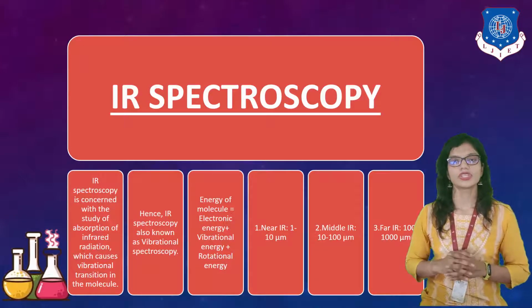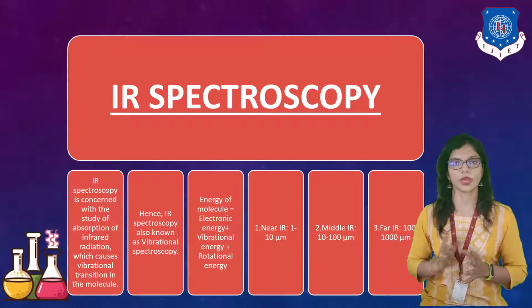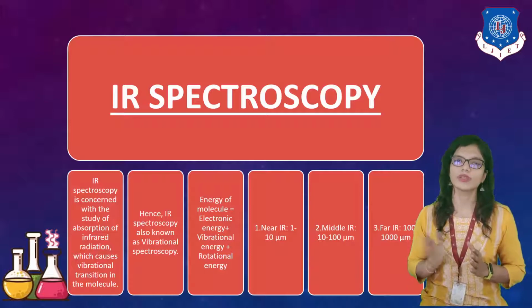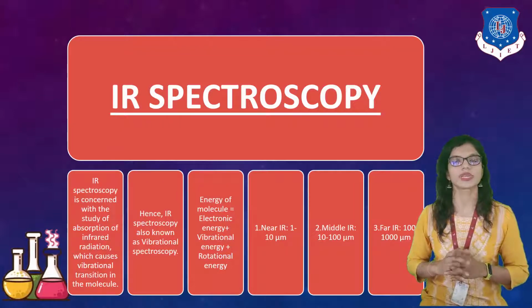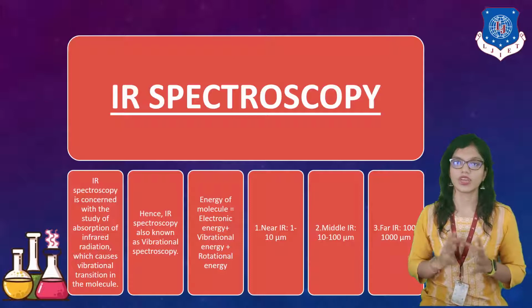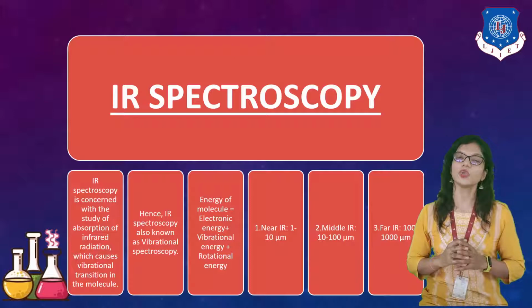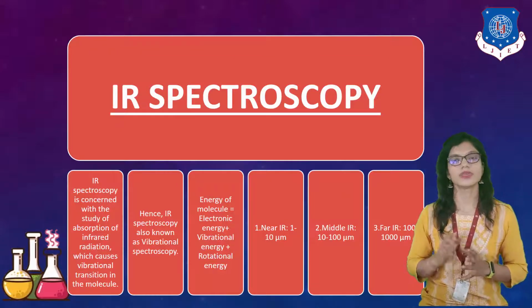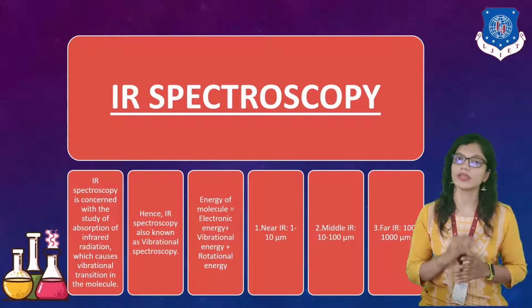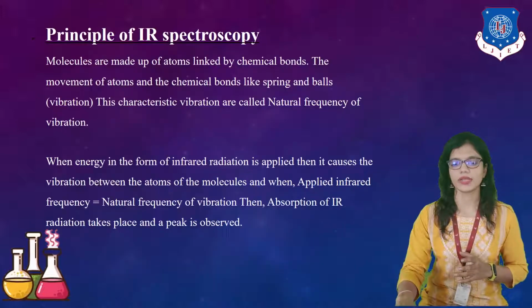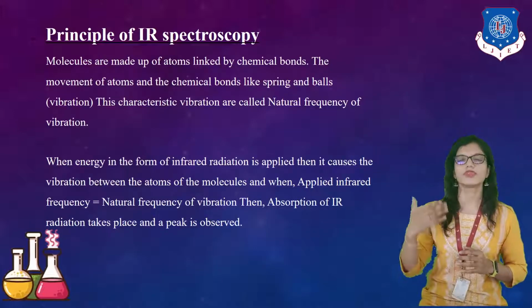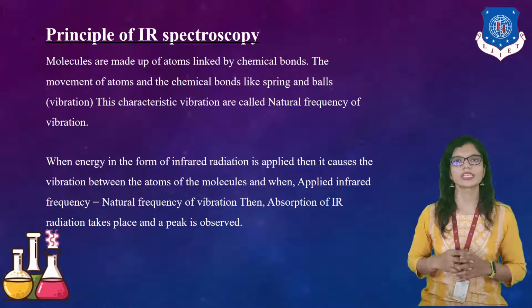So near IR region will move from 1 to 10 micrometers. Mid IR region will move from 10 to 100 micrometers, while far IR region will move from 100 to 1000 micrometers. Two different units can be used here for identification purposes. Number 1, micrometer. Number 2, centimeter inverse. These are the regions in which we can identify IR radiation, which can get emitted, which can get absorbed in that particular spectroscope.